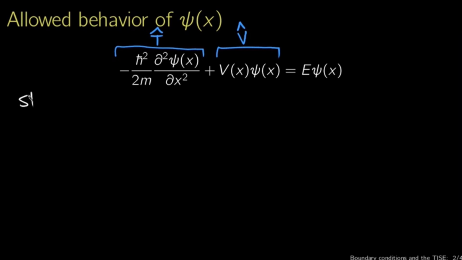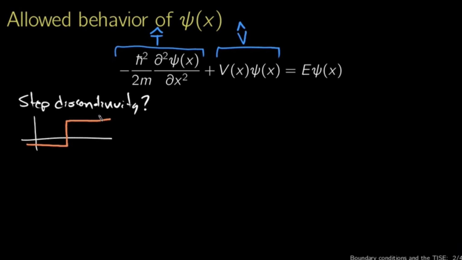Suppose we had a step discontinuity. Is that allowed? What our psi would look like under those circumstances is something like this. Maybe we have a psi that comes in on one side and goes out on the other. If this happens in an infinitely narrow region, we say psi is step discontinuous here. If we wanted to look at the kinetic energy associated with a step discontinuity like this, we're going to need to take a second derivative of psi.